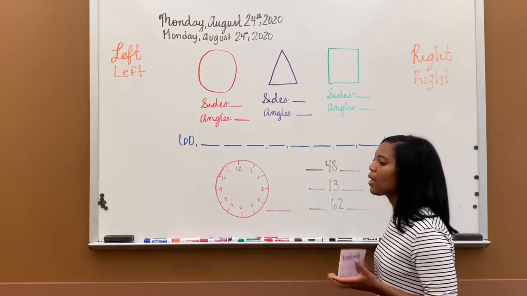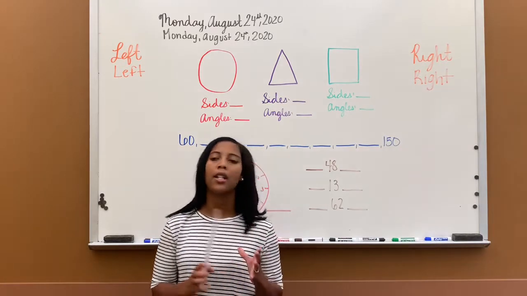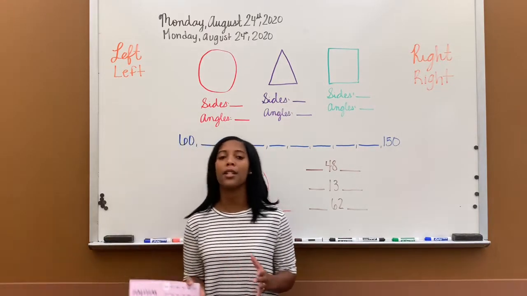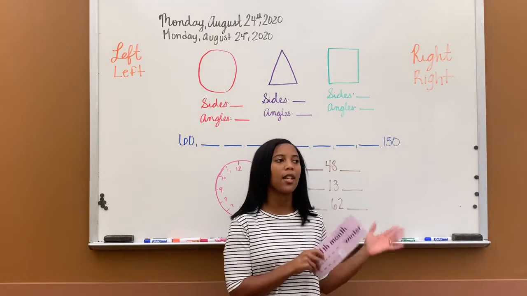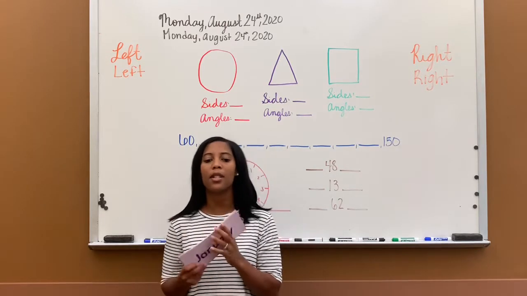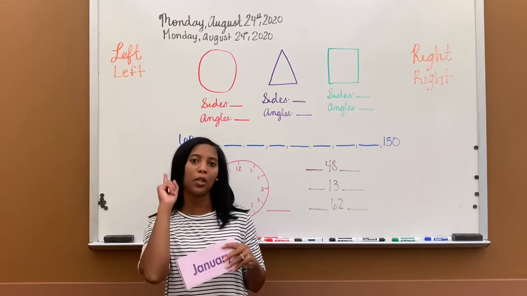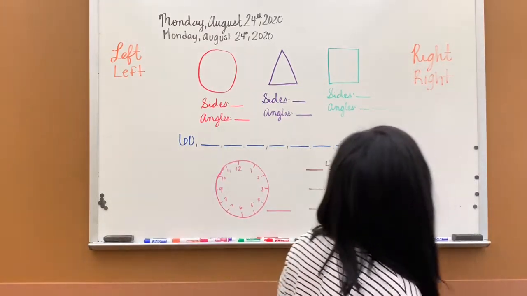So after December, we start a brand new year, and we start the year with January. There are 12 months in 1 year, and there are 7 days in 1 week. So the 7 days we learned last week mean that it's 1 full week, and the 12 months of the year means it's 1 full year. Okay? Let's move on to the board work.